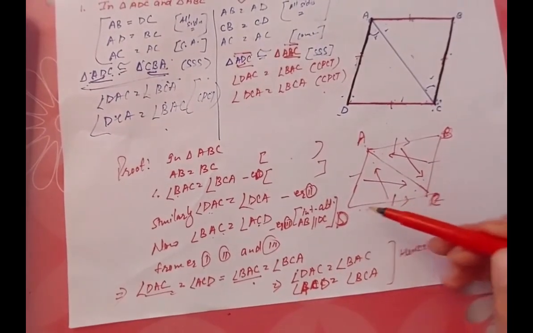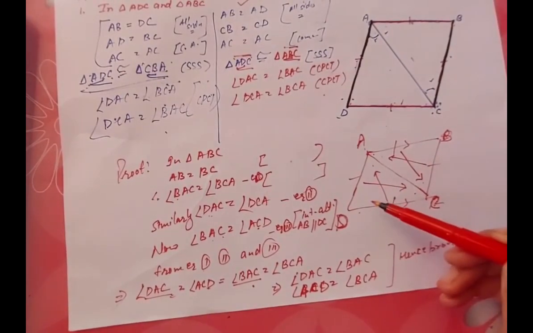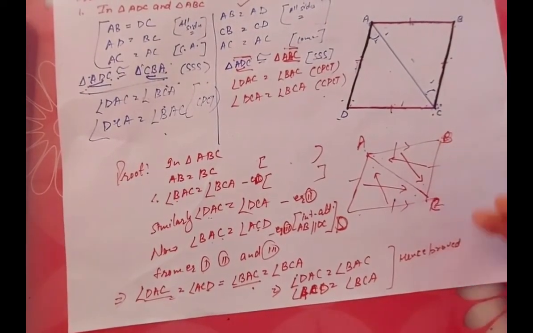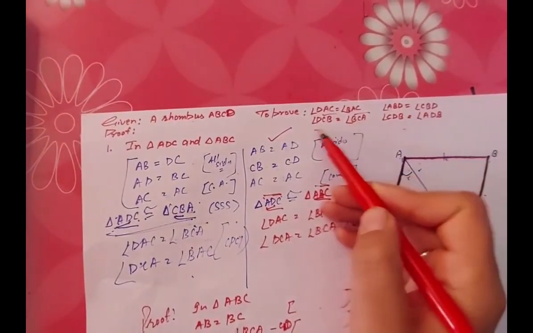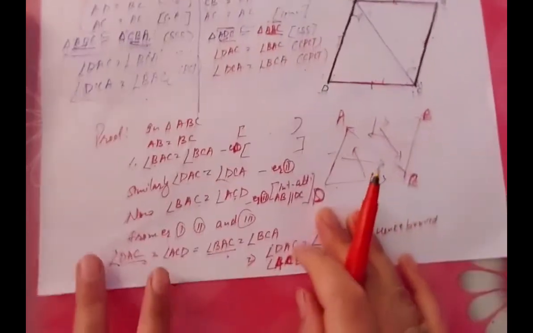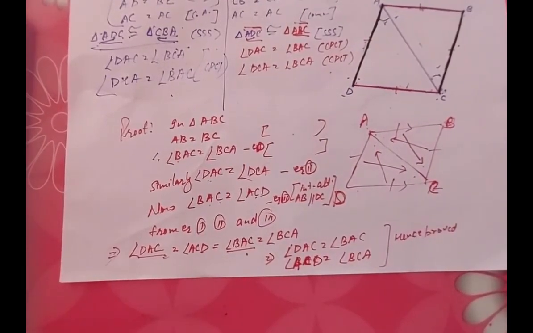Then you have to write similarly diagonal BD bisects angle B and D. Okay, this is to be written because you have to prove 4 equalities. You cannot leave after the 2 equalities. Okay, maybe through similarly, but you have to write it.